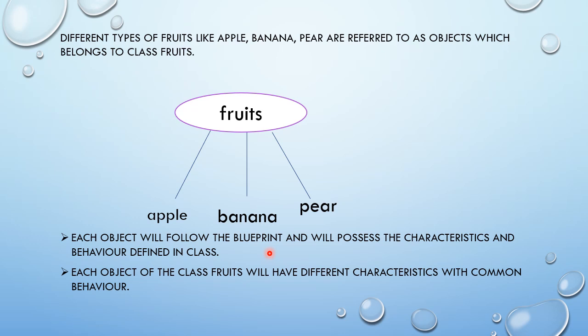Now I am taking objects. What can be the objects of flower? Rose, lily, lotus. For example, I have taken three objects. So these rose, lily, lotus have their own characteristics. They have different color, they have different smell, but the behavior will be the same. All three will be used for decoration as well as for worship. So this is the relation between class and object. I think it is clear. This is the class, these are objects, and objects are also called instances of their class, which follows the blueprint of the class and possesses the characteristics and behavior defined in the class. Fine.